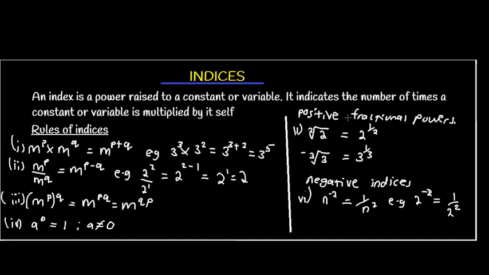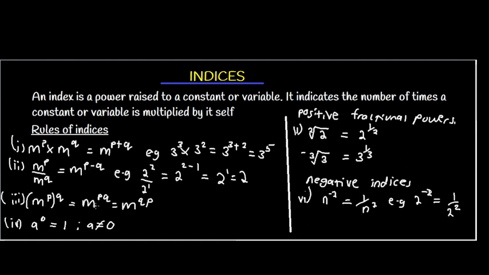After that, the first one we had: m to power p multiplied by m to power q. Note that this is the same base here. It is the same as m to power p plus q. And then we had m to power p divided by m to power q. It is supposed to be the same number, and it is the same as m to power p minus q.